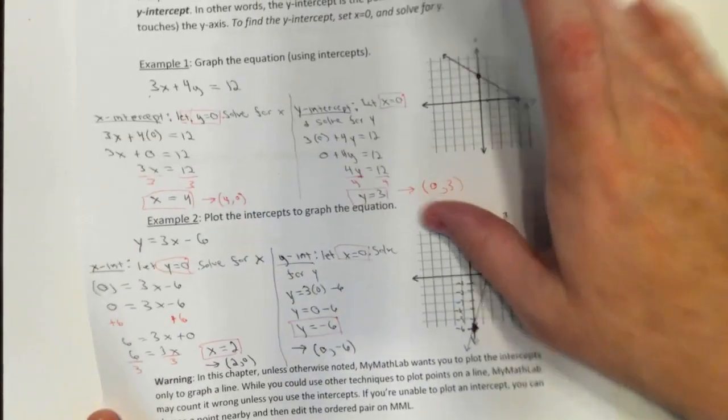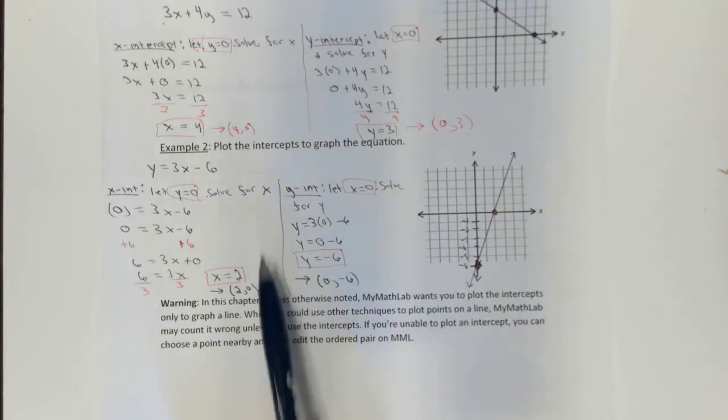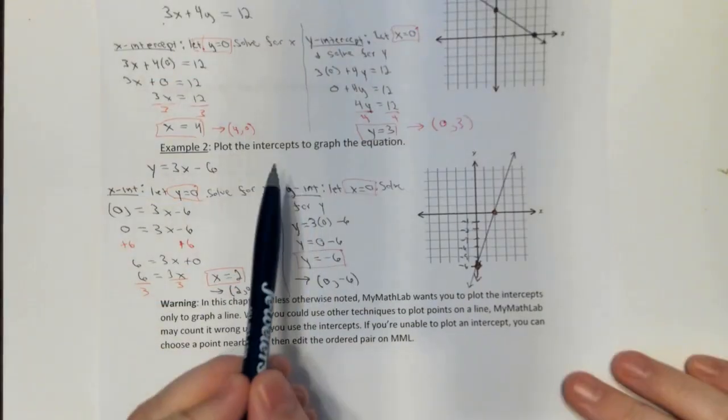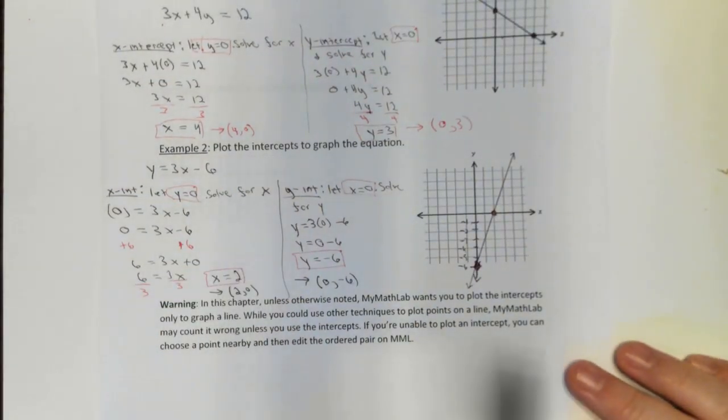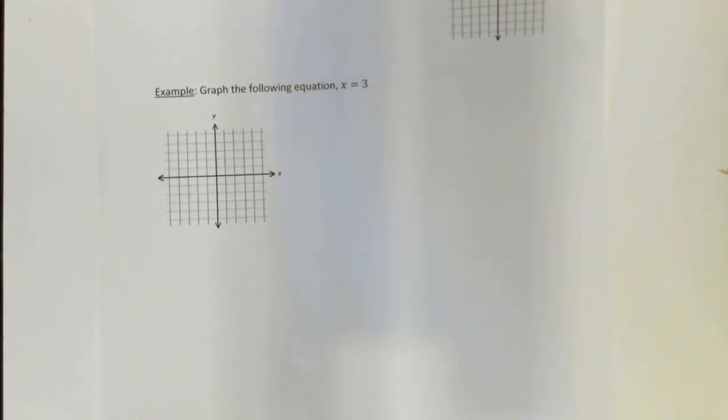All right, let's see what this warning means down here. In this chapter, unless it's otherwise noted, you'll have to plot using the intercepts only. There are many other ways to graph lines, like slope-intercept form and point-slope form, but for these assignments, particularly in the second half of the chapter, we've designed it so that we'll always just use intercepts to make it easier. Okay? All right, so let's move on.